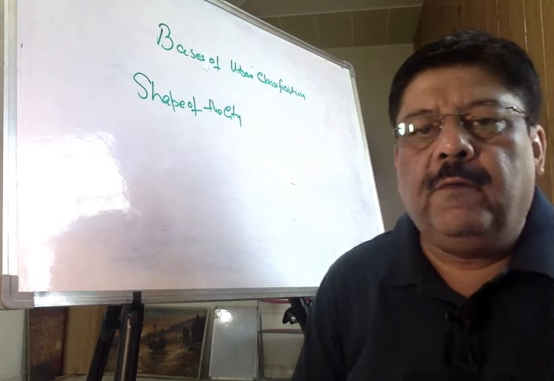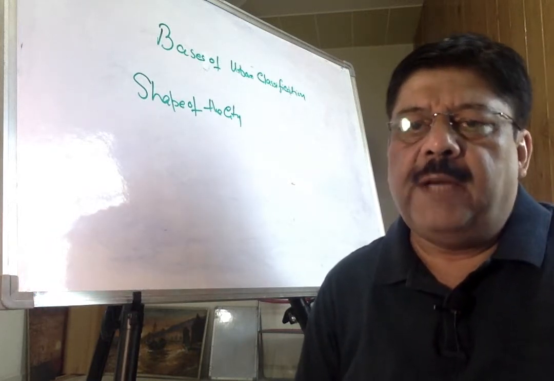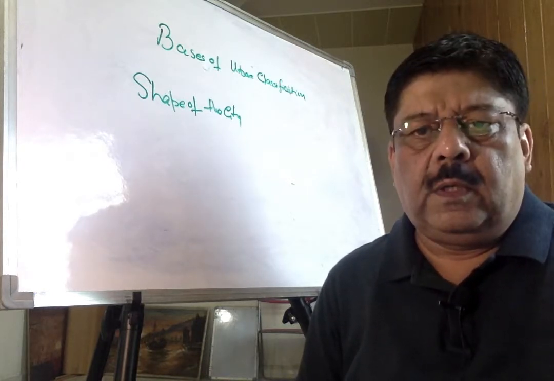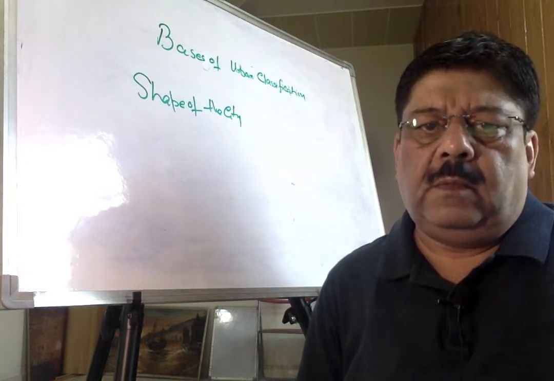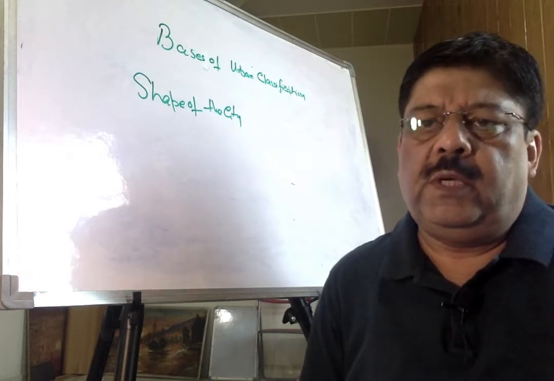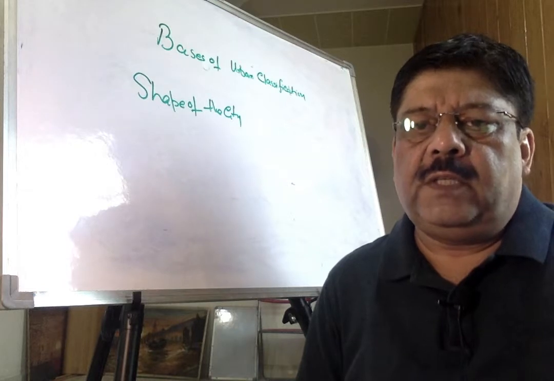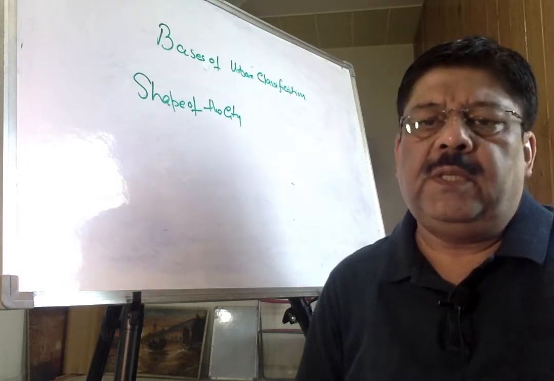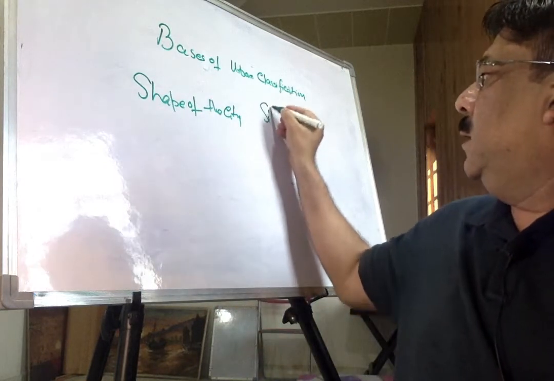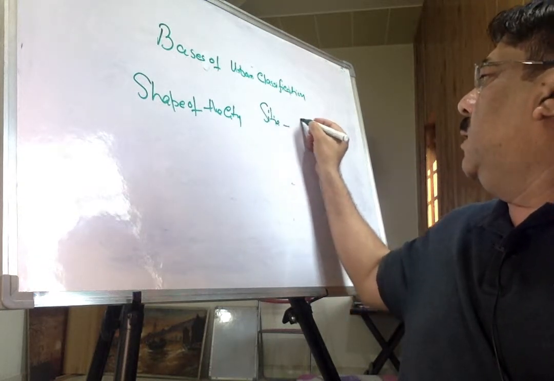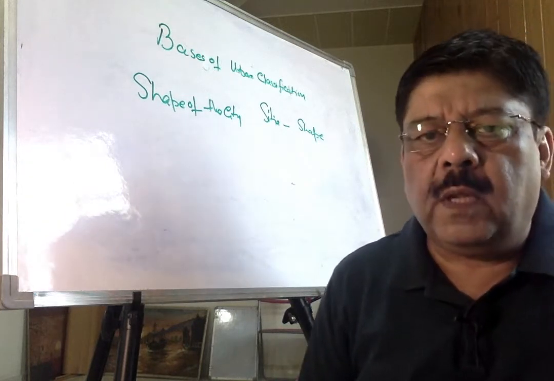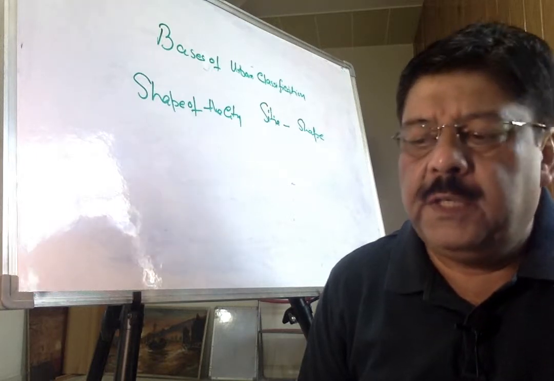The shape of the city depends on siting mainly. If it is situated along the road, the shape is different. If it is inhabited around a central water body, the shape is different. If it is on a hillock, the shape is different. So the siting decides the shape. The site of the town decides the shape of the city. The first basis of urban classification is the shape of the city.